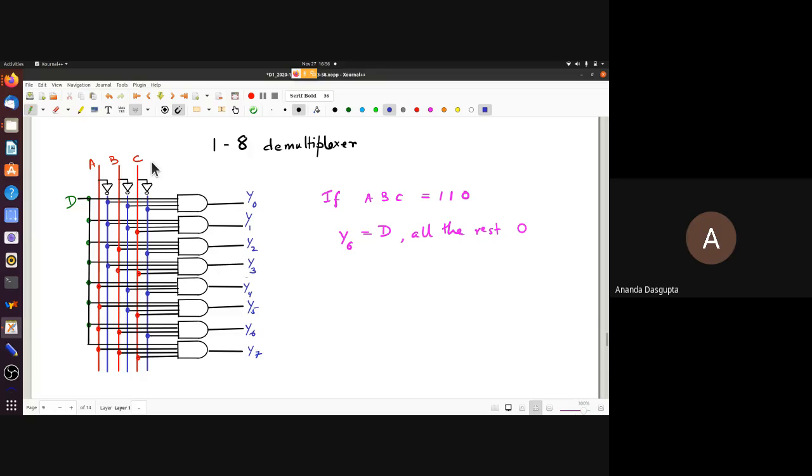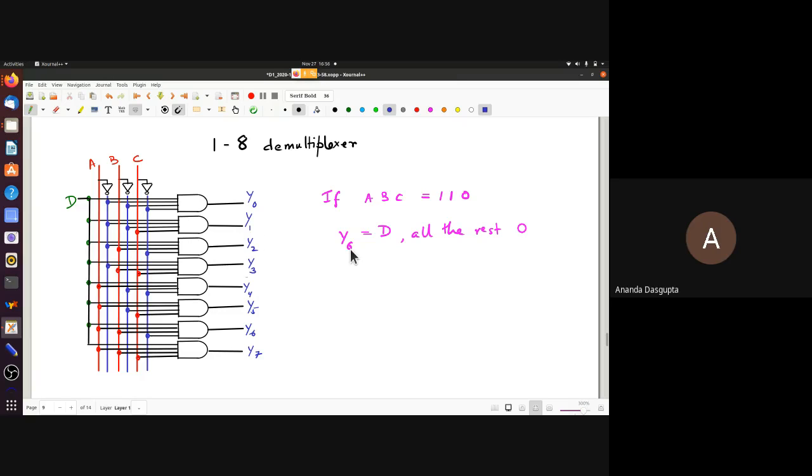I've deliberately put in the colors simply so that you can see them better; the colors have no other significance. Similarly, the connections that have to be made, I have marked blue or red, just to indicate whether they are connected to the A line or the A bar line, B line, B bar line, and so on. So if we look at the connections, forget this D for the time being. These 3 blues essentially mean they're connected to A bar, B bar, C bar. And this is an AND gate, right?